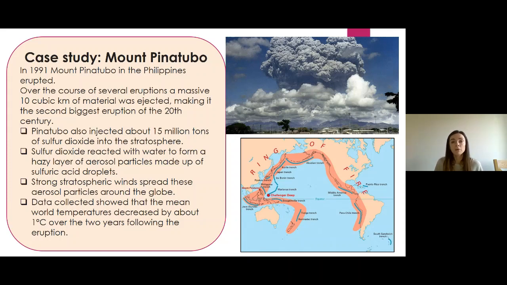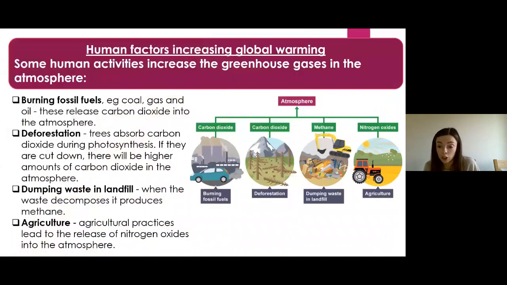Okay, here we have now looked at natural causes for global climate change. Now we're going to look at the human factors, and these are things that are on the news and the media all the time. So one human activity is burning fossil fuels, for example, coal, gas and oil. These release carbon dioxide into the atmosphere. Carbon dioxide is a greenhouse gas, so if there's more carbon dioxide in the atmosphere, it absorbs the solar energy, and that heat doesn't get released back out of the atmosphere.